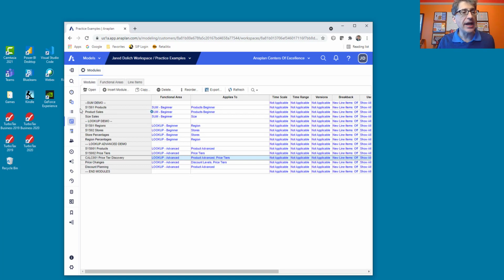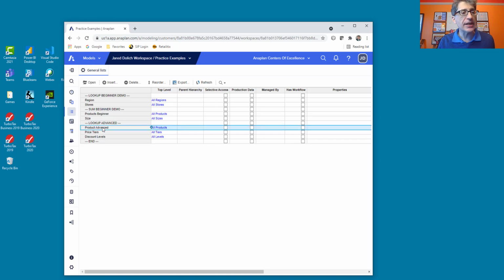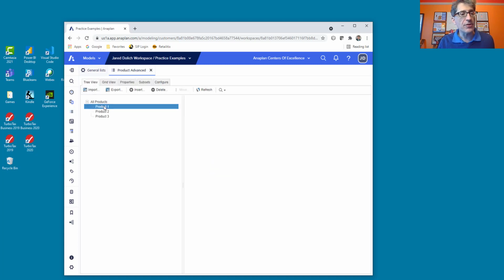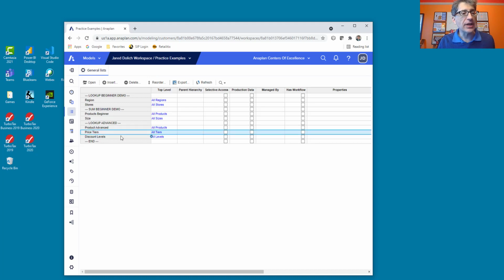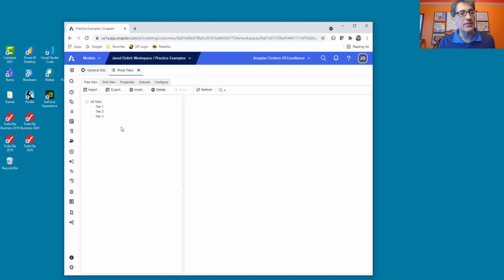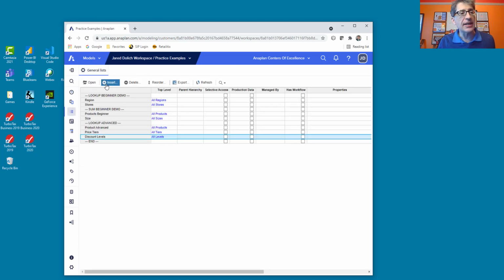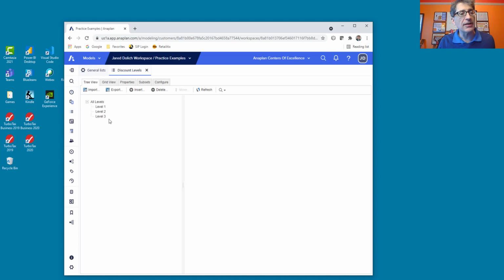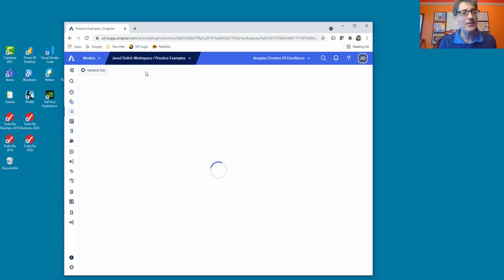Okay, so let's take a look at the model that we have here. We have three different lists. We have to create one for the products. That's just all products. We have to get one for our price tiers, and we have to have one for our discount percent. So let's take a look at products. We have three products, 1, 2, 3. For our price tiers, we have three price tiers. Let's take a look at that. 1, 2, 3, great, excellent. For our discount levels, again, we have three levels of discount aggressiveness that we can have, 1, 2, 3.